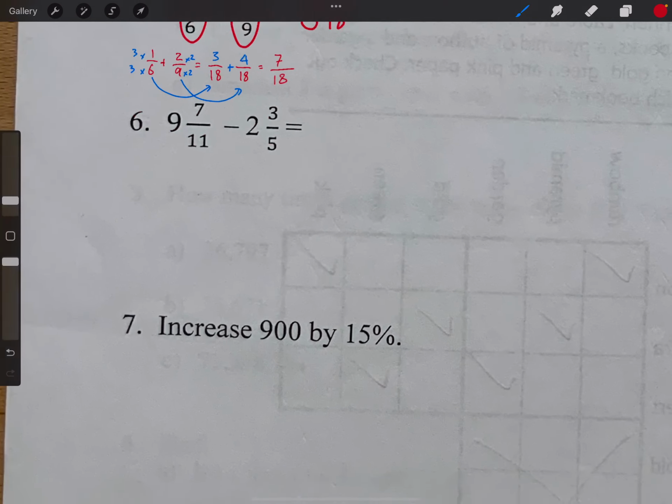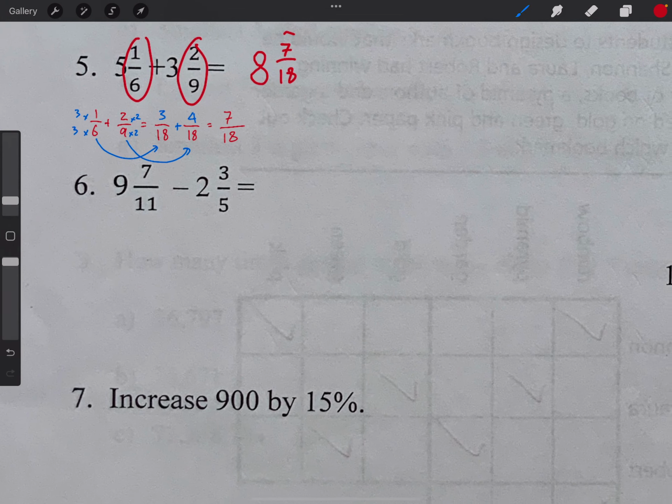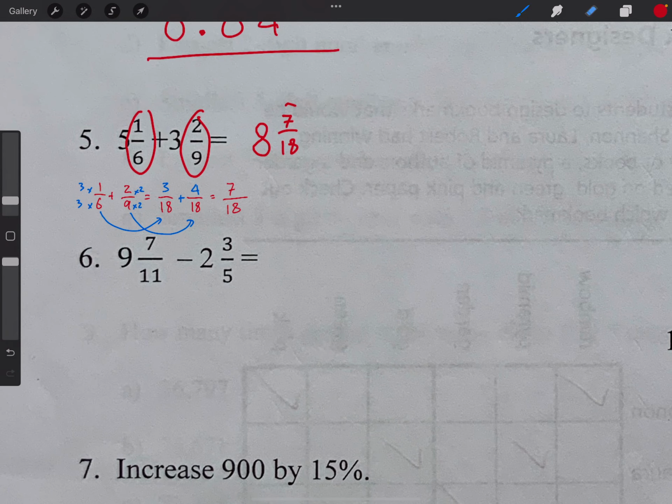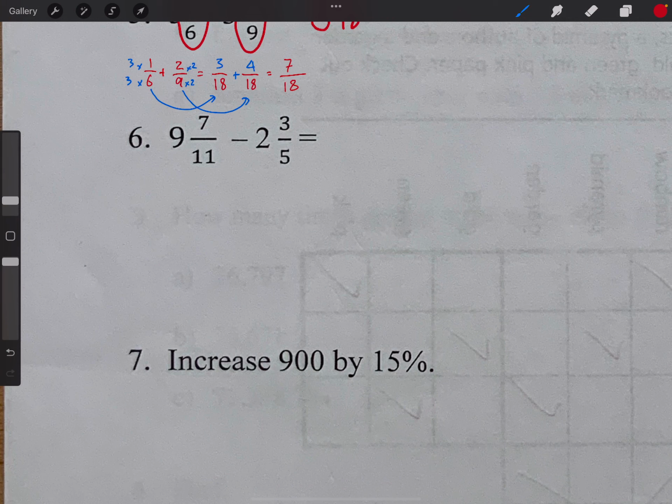Okay, moving on to question 6. Now we're doing subtraction. 9 take away, let me see if this works. Yeah, it should work. 9 take away 2 gives me 7, so I'm going to put a 7 whole there.